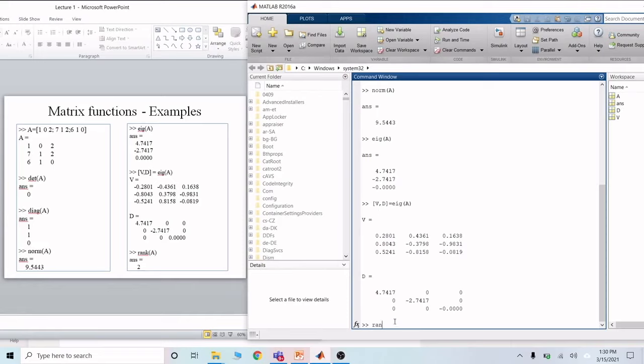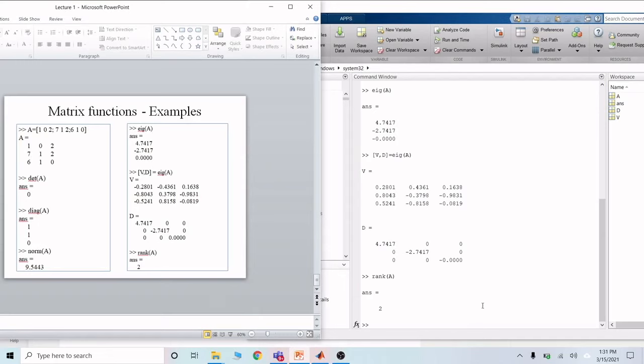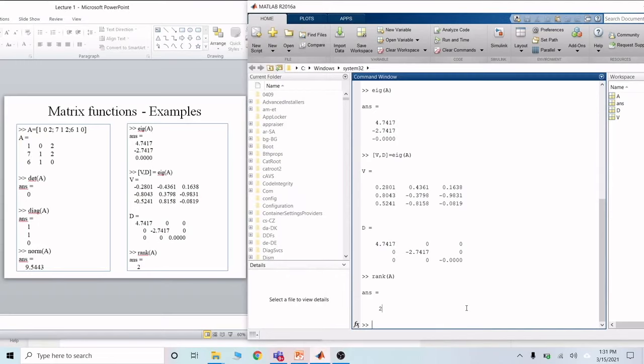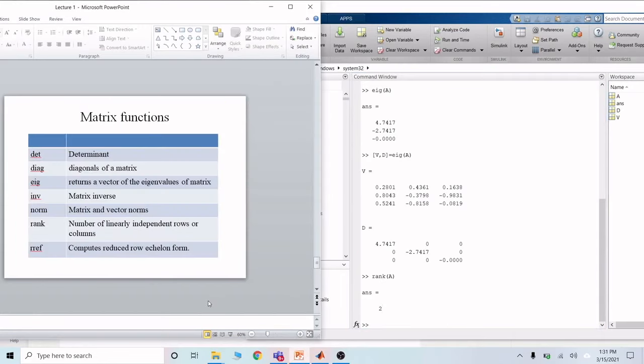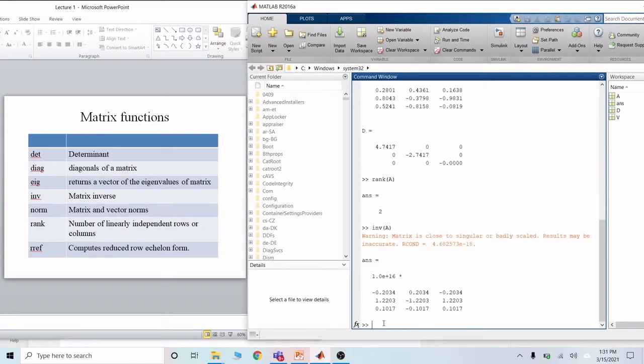Okay. Rank of A. I can find the rank of A. The rank of A is 2. Okay. Now we have used all the functions: DET, DIAG, EIG, INV. INV of A gives a warning. The INV is this. Okay.